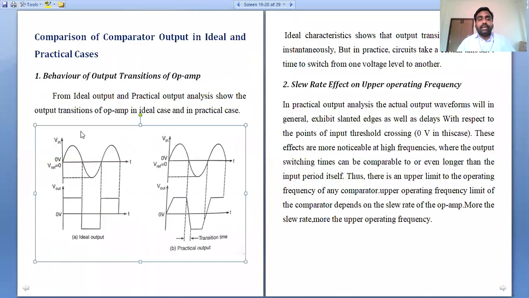Now, if we see the comparison of the comparator in ideal as well as in practical conditions.